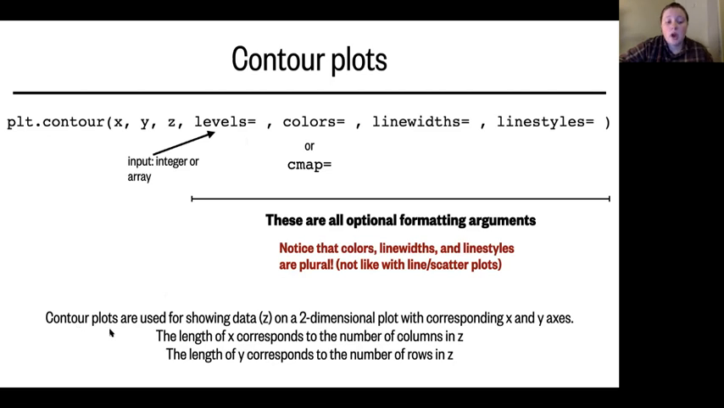So be aware of that and make adjustments if you're using contour and formatting in that way. So contours are used to show the z data on that two-dimensional plot with corresponding x and y axes, which means that the length of x has to have the same number of columns as in z. And same thing with the length of y has to have the same number of rows in z, so that the grids can sort of match up.